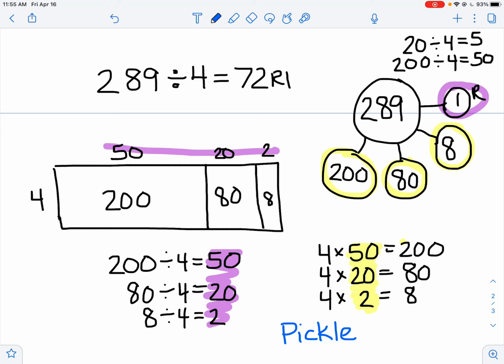So go ahead, practice your fractions, your equivalent fractions. Go ahead and give a division problem a try. Write that word pickle so you don't have to do both of them, and then hand it in. Good luck. Have fun.